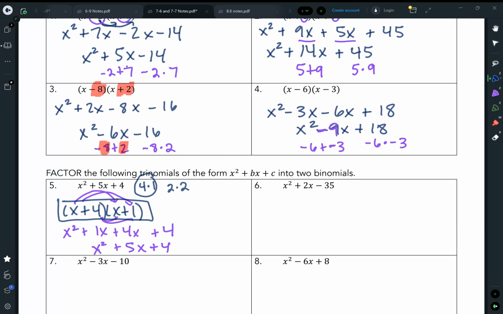On the next one, I want to look for two numbers that multiply to make negative 35, but add to make a positive 2.